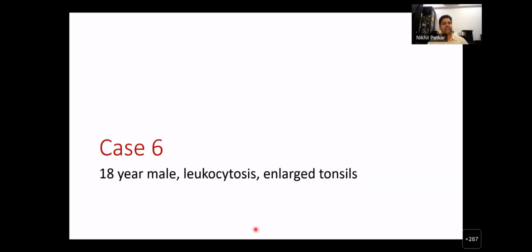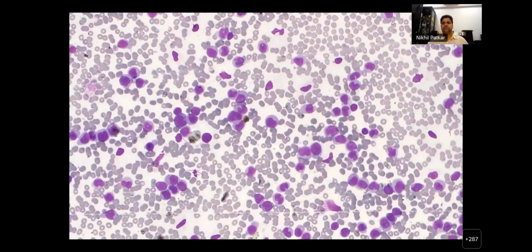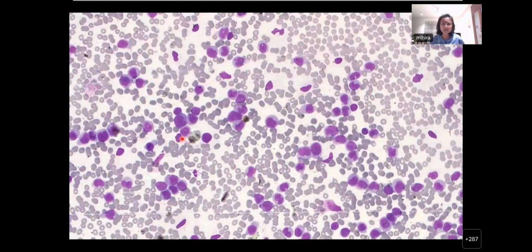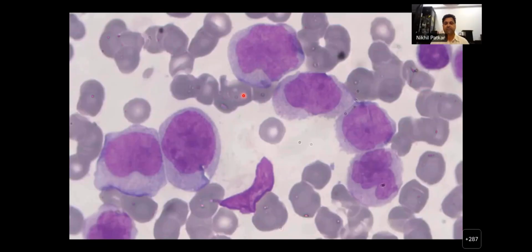All right, so coming to the last case now, an 18-year-old male with leukocytosis and enlarged lymph nodes. So who's going to see this? This is a peripheral smear, RBC normocytic normochromic, and there is leukocytosis with the majority being blasts. These are 3 to 4 times the size of a small mature lymphocyte, and they have moderate abundant cytoplasm. Very good. So let us look at this in closer power. Now, tell me what's happening.